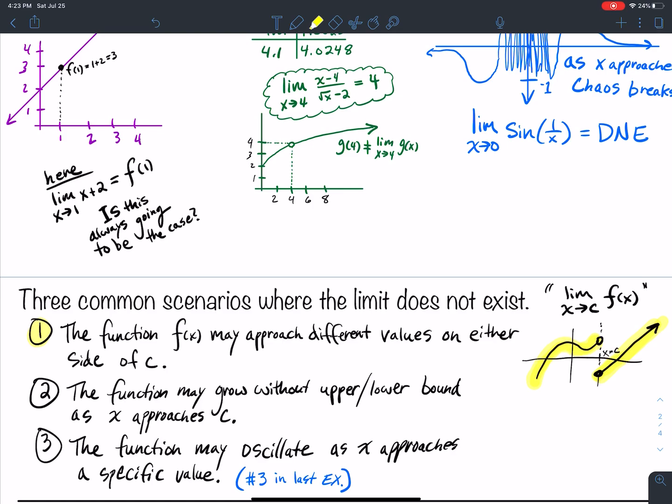All right. The second scenario: a function may grow without upper or lower bound as x approaches c. So what do I mean by this? Maybe there's some x equal to c value here, and then as I get really, really close to it, it shoots up off to infinity, right? And then maybe on this side, it's going down to negative infinity. This is a very common graph. This is very common with rationals. You have horizontal and vertical asymptotes, right?